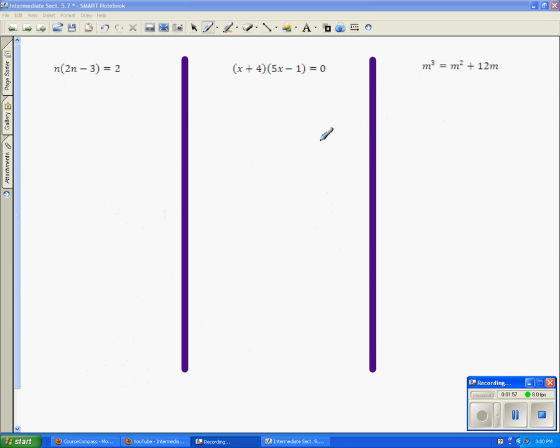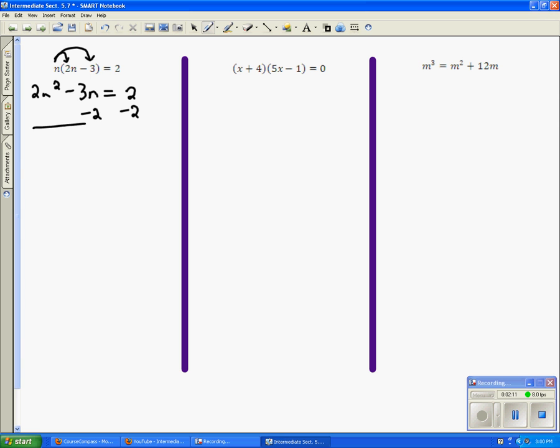My next example, I need to distribute first of all, and that's going to give me 2n squared minus 3n equals 2, and I also need this to be a 0, so I'm going to subtract 2 from both sides. So the first thing I've got to do is simplify this. So I have 2n squared minus 3n minus 2 equals 0. Now I want to try rooftop. What multiplies to give me a negative 4, but it's going to add to give me a negative 3?